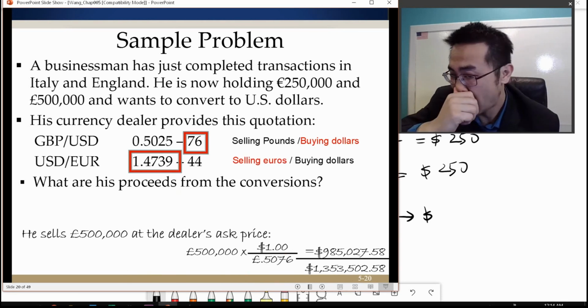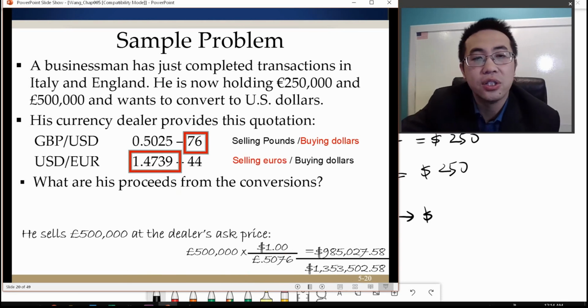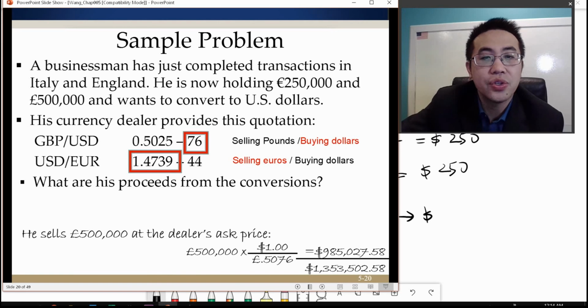And for the euros, as I mentioned earlier, essentially we are selling euros, so we go for the bid price. Then we will use the amount of euros multiplied by the bid price in the direct quote.